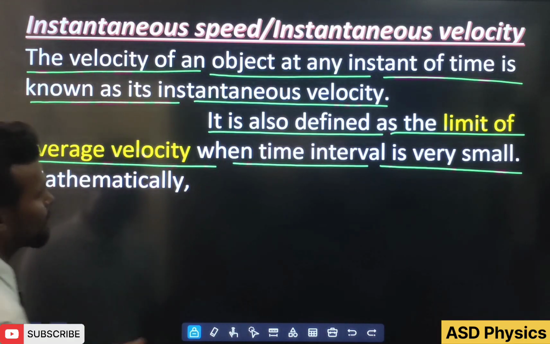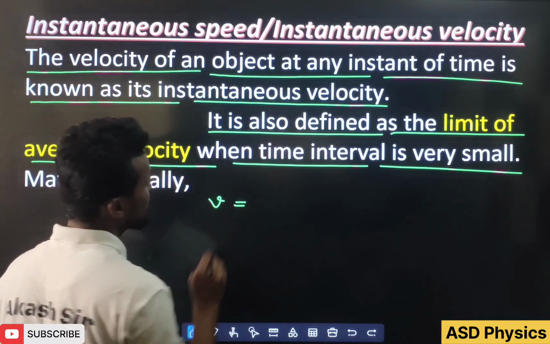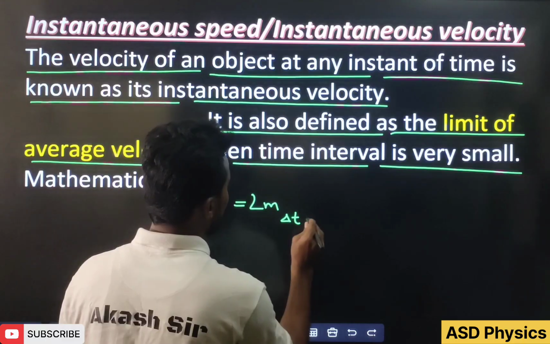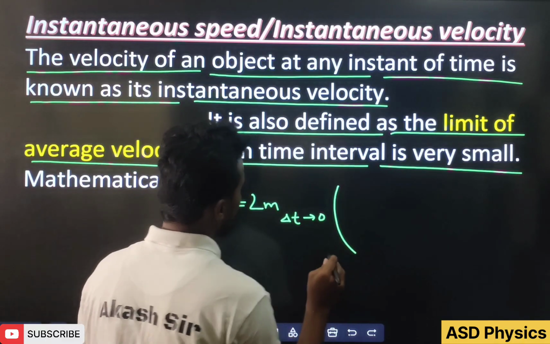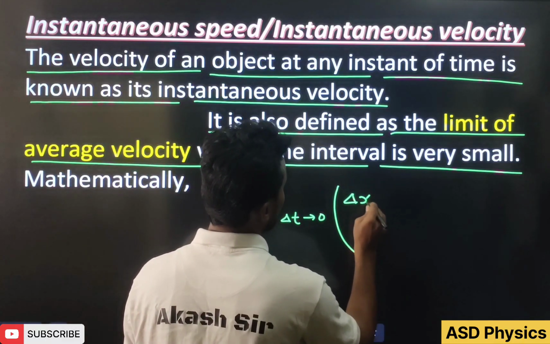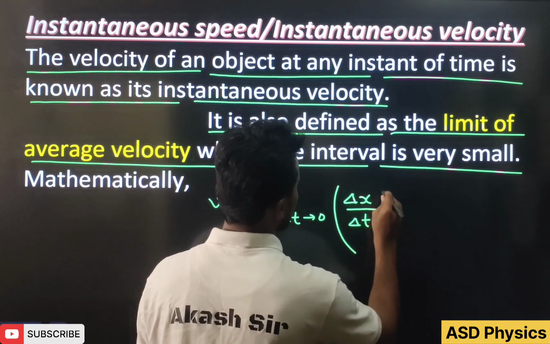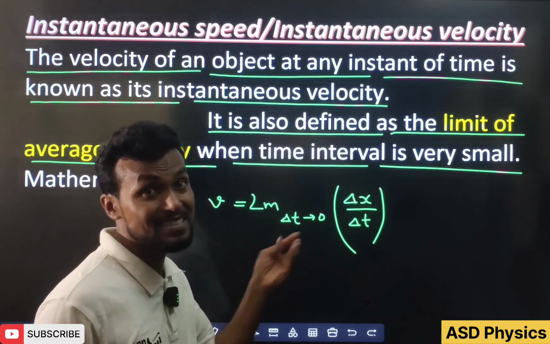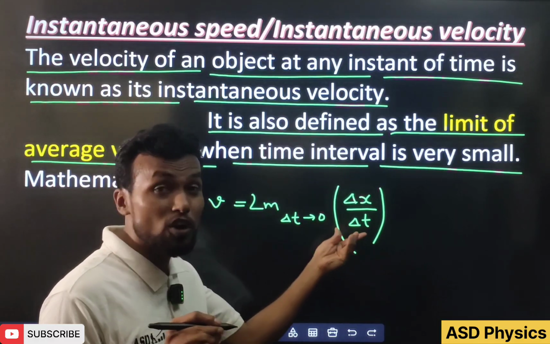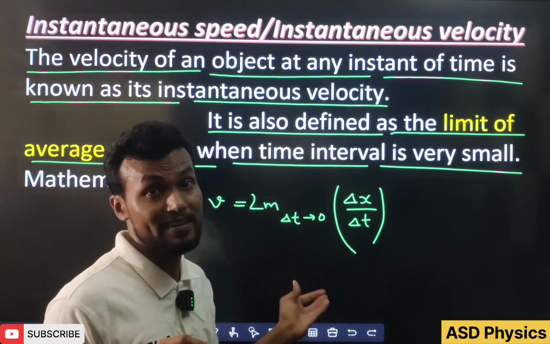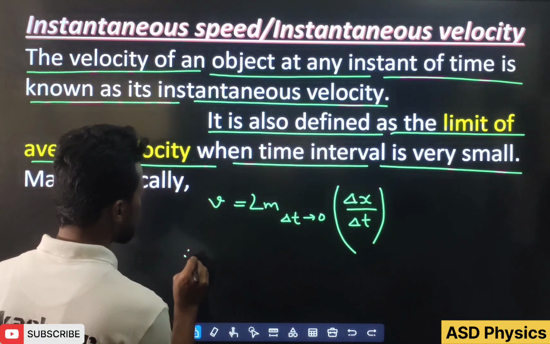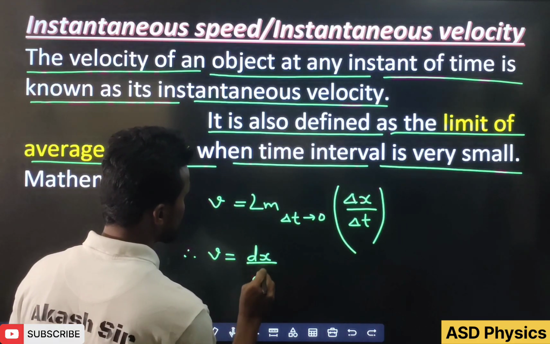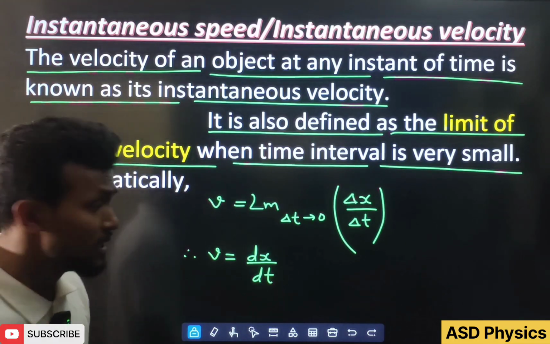So if I write it mathematically, the instantaneous velocity v is given by the limit as the time interval tends to 0 of delta x by delta t. You know very well this is the average velocity. So it is the limit of average velocity when the time interval delta t is very, very small. Delta t should not be equal to 0, otherwise it will become infinite, undefined. So in this situation I can write v equal to dx by dt. What is this? v equal to dx by dt.